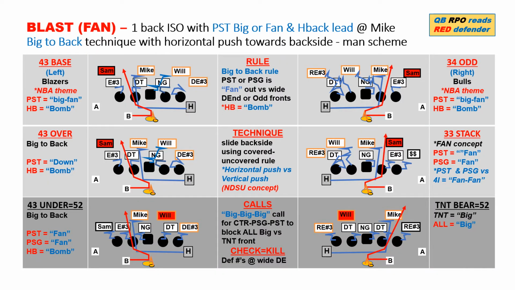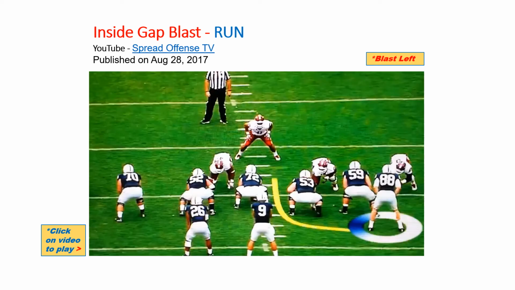Another inside gap scheme to that family is a blast, and it's a counter blast we like to do with it. The rule here is big to back rule again, so there's no pullers on the line. It's an old school ISO with the H, again, bomb blocking and leading up on the Mike. Here's Penn State running this. You're going to see it run to the right.